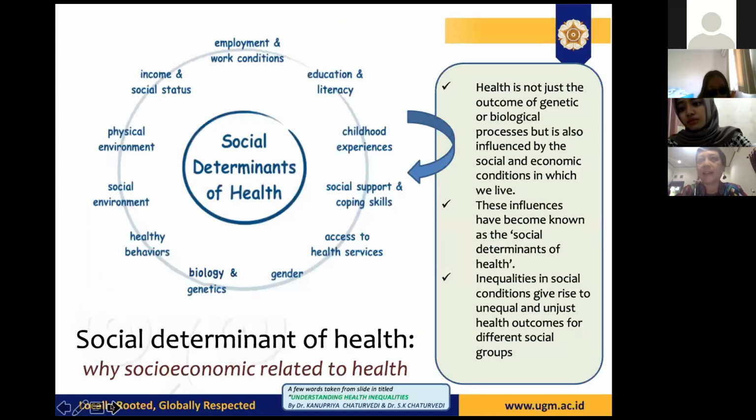And this, I remind you about the social determinants of health, the factors related to health from the socioeconomic side. That I already explained a little bit. When you have a good job and good income, you will have a good house, regular healthy food, and the environment of your house is also good. It is different when you are living in the kampung with a poor environment. So these are some of the things related to health. Health is not just an outcome of genetic or biological processes, but also influenced by the socioeconomic condition.